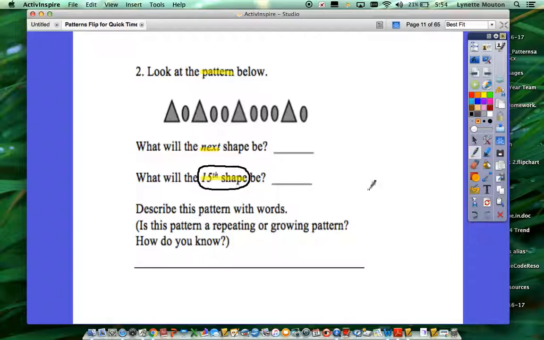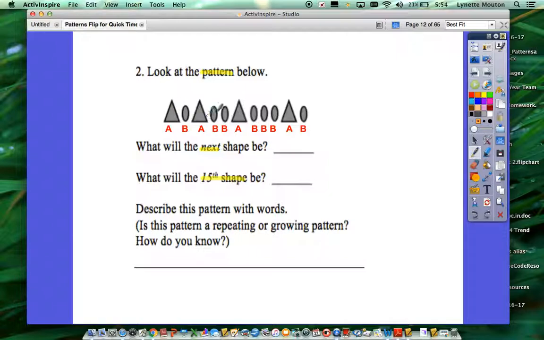This is where our numbers are also going to come in and help us to determine the pattern, because we're going to have to count out 15. They don't want us to start here. They want us to start at the beginning and count out 15 to the 15th shape. So we give it its letters again to see it more easily.